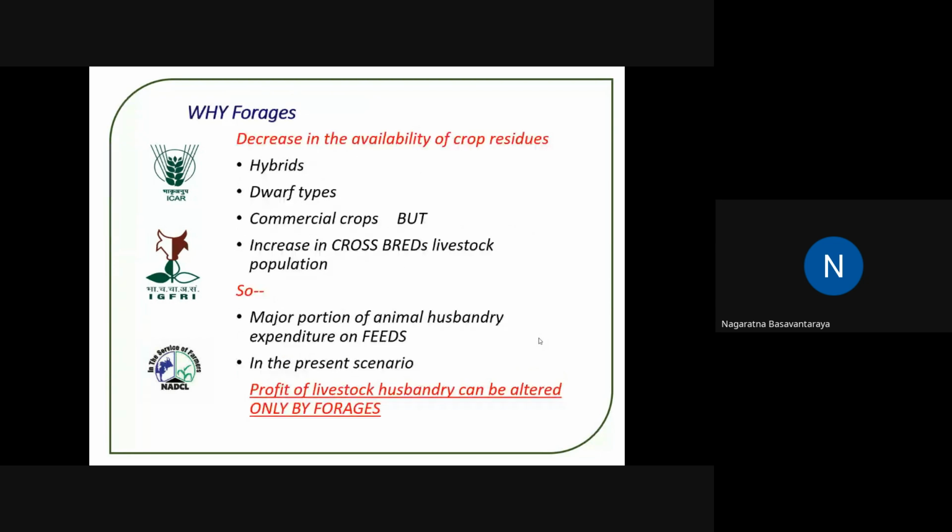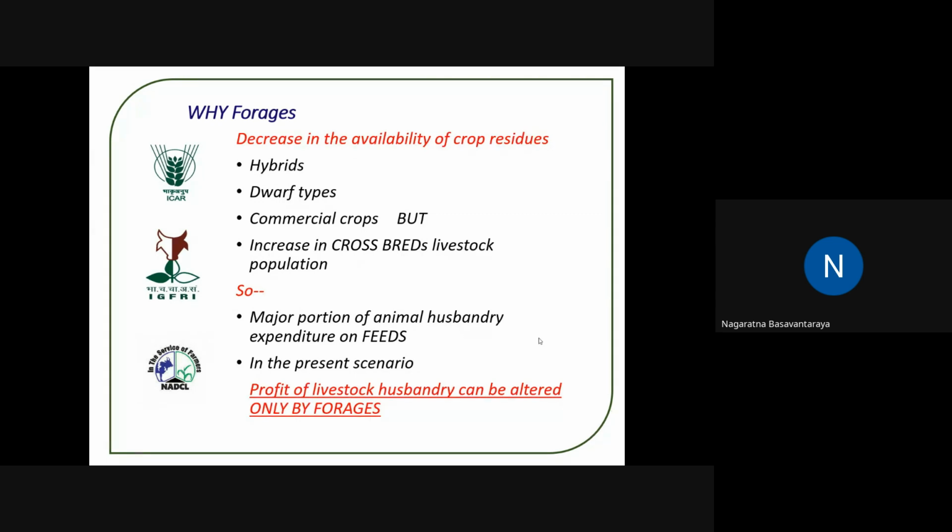But why are we talking about the fodder crops? Why are we discussing so much about the forages? Were our ancestors cultivating all these improved fodder crops? The question here is that the scenario in the country has changed so much that even the availability of crop residue has decreased in some parts of the country.